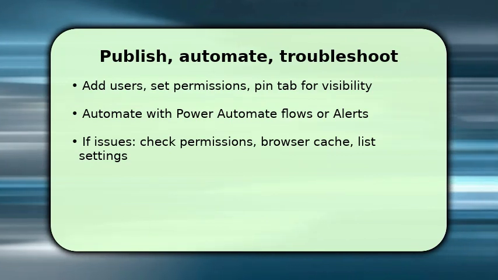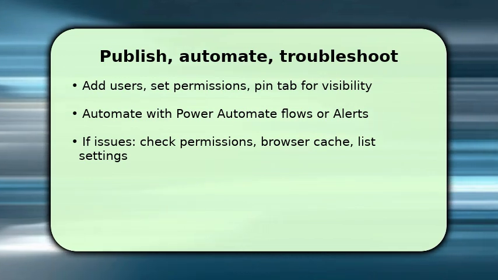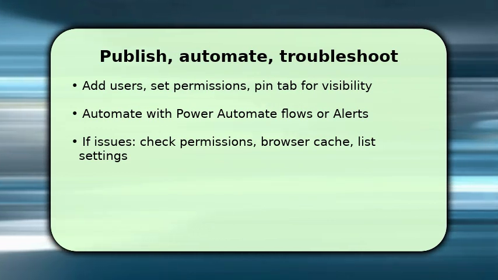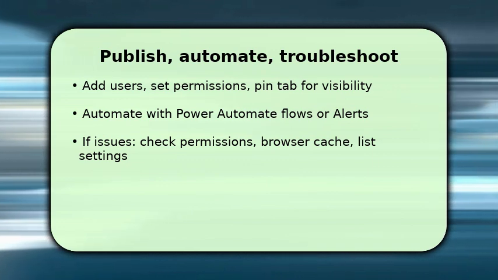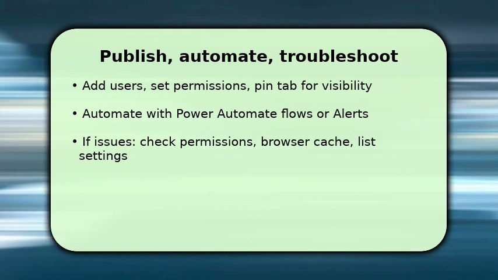Then create simple Power Automate flows or alerts to notify owners on changes. Once done, train one person to maintain columns and views. If something breaks, first check permissions and whether the tab points to the correct list, then clear browser cache or try the team's desktop app. If sync still fails, inspect list settings and Power Automate run history for errors.